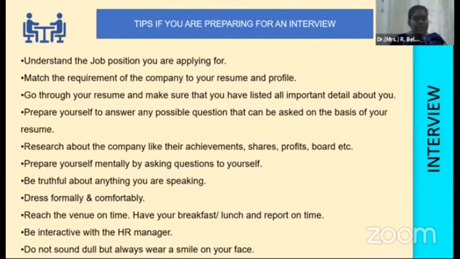Now, next, research about the company, like the achievements, shares, profit, board, etc. Prepare yourself mentally by asking questions to yourself. Okay, tell me about yourself. Be truthful about anything you are speaking. Dress formally and comfortably. Wear comfortable clothes when you go for your interview. Reach the venue on time and please have your breakfast, lunch and report on time.